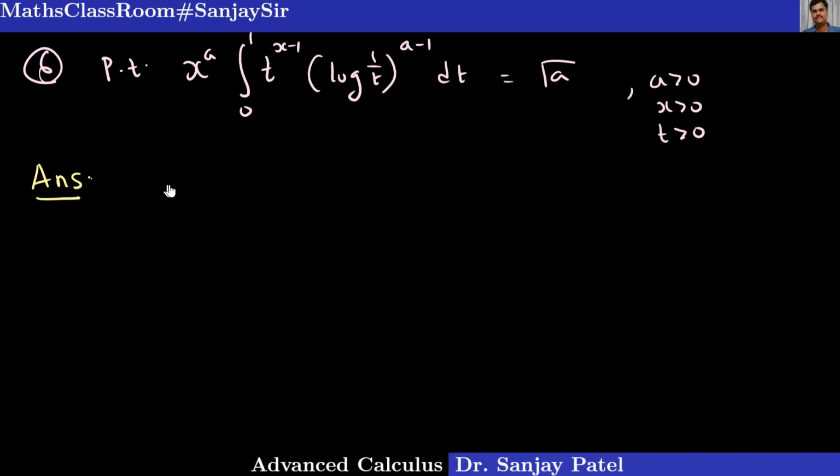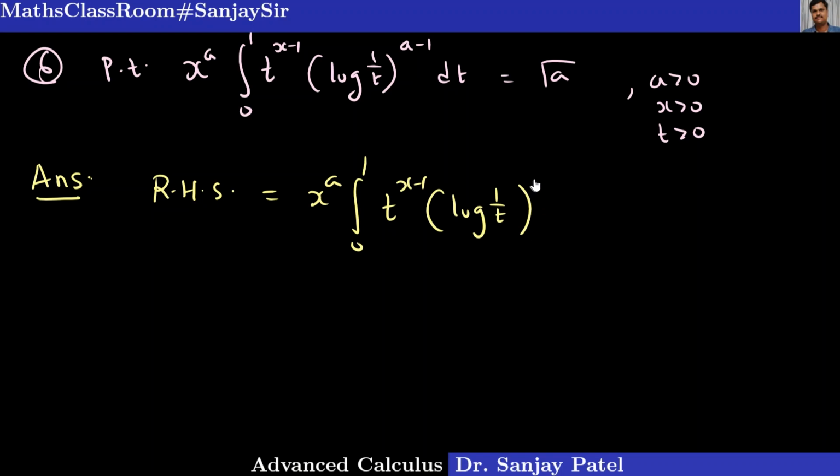I start with the right hand side, that is x raised to a integral 0 to 1 t raised to x minus 1 log of 1 upon t raised to a minus 1 dt. Here, remember that a and x are constant in this problem. A and x both are constants.